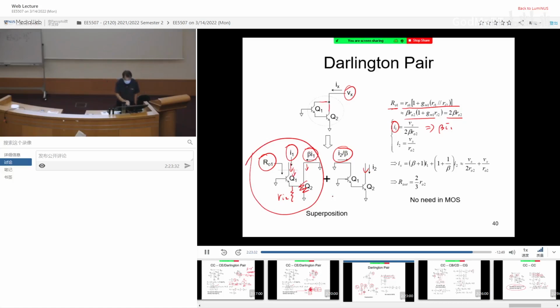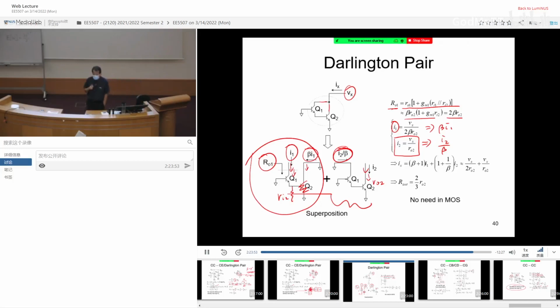How about the second case? For I2, it's even easier. Looking down, you only see R02. So therefore, you can derive I2 very easily. And this also allows you to derive I2 over beta, which is this guy over here.